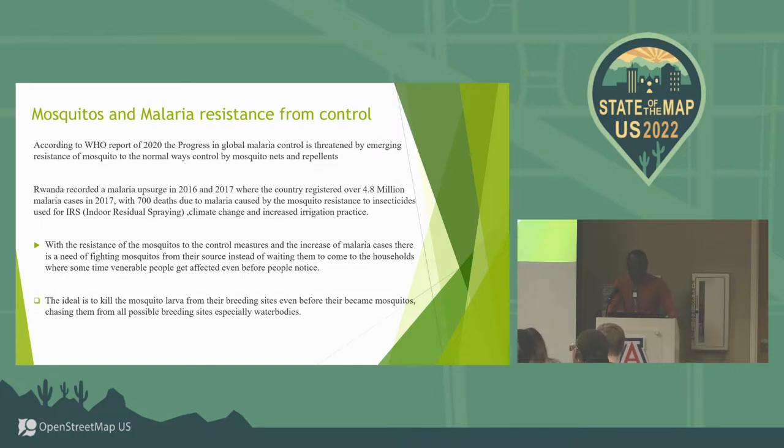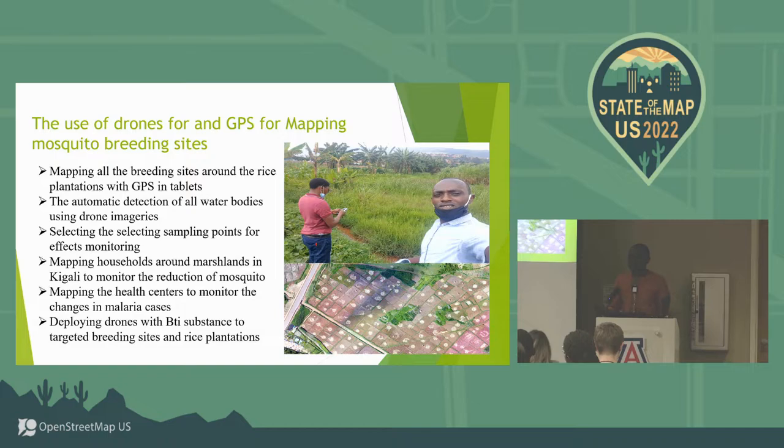There is a problem: we know that mosquitoes have been resisting the normal ways of protecting against malaria. Normally we use mosquito nets and other repellents, especially in our households, but the mosquitoes have been resisting those methods. So the idea was to look for another way of fighting the mosquito larvae where they are breeding. Fighting the malaria mosquitoes from the breeding sites seemed like a good idea.